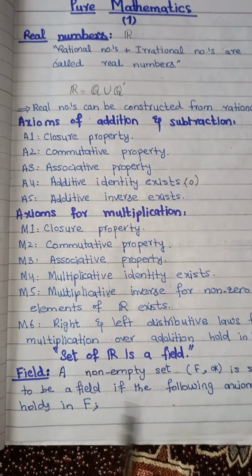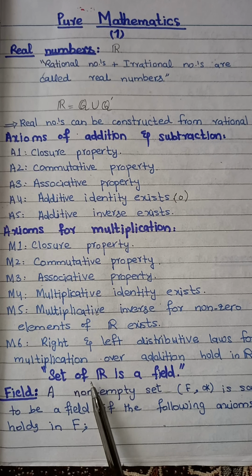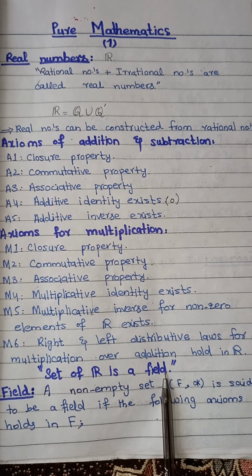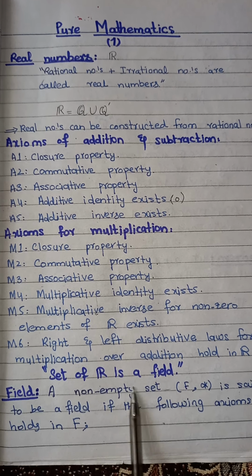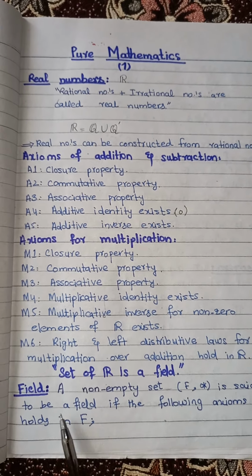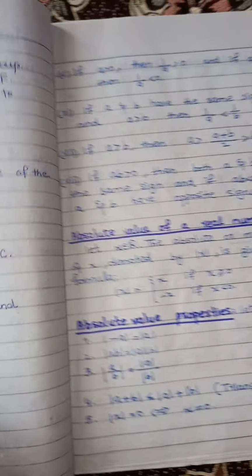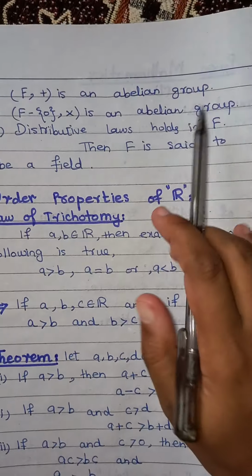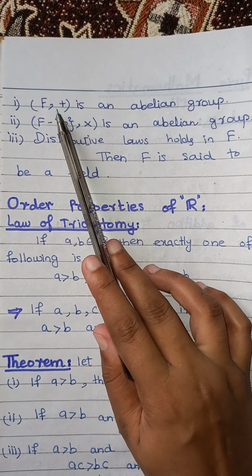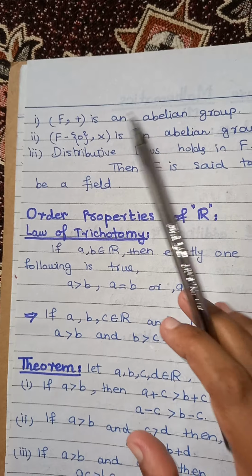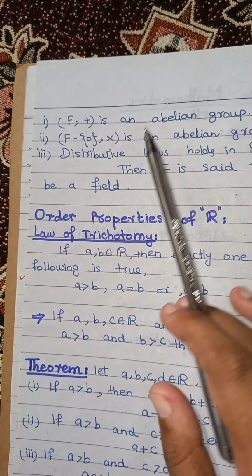The other property of the set of real numbers is that it is a field. But we have to know what a field is. Basically, I write here the definition of a field: a non-empty set F under addition and multiplication is said to be a field if the following axioms hold in F. Now I will discuss what axioms have to hold in order to be a field. First of all, we take a non-empty set F, and F under addition is an abelian group.